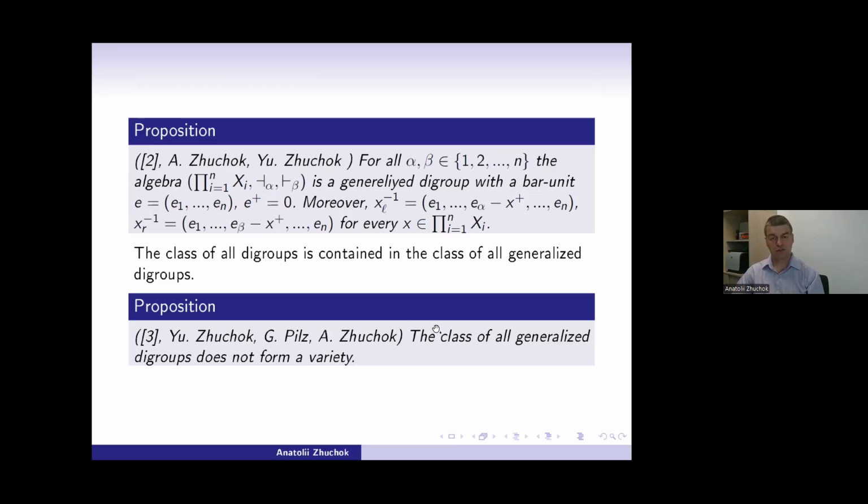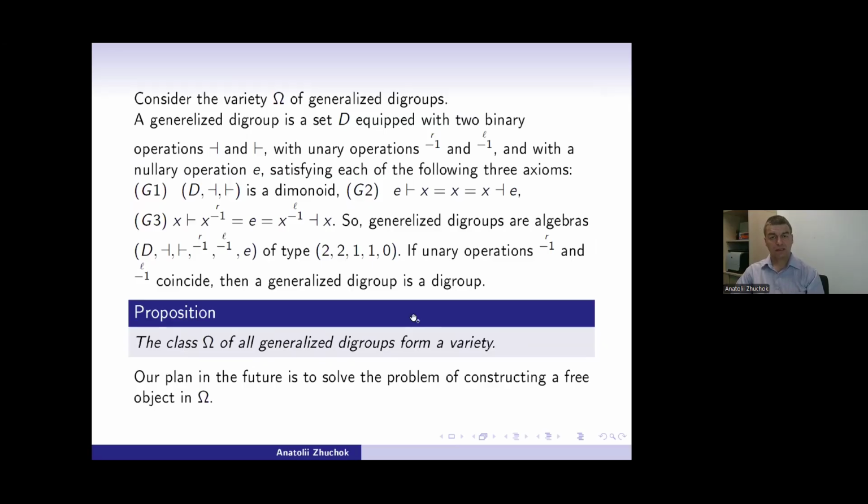Okay, and a proposition: the class of all generalized D-groups does not form a variety. And consider the variety of generalized D-groups. Definition: a generalized D-group is a set equipped with two binary operations, with unary operations, two unary, yes, right and left, and with a nullary operation, satisfying the following three axioms. You can see, okay, the base is a dimonoid, and then this is the bar unit, and this is left and right.